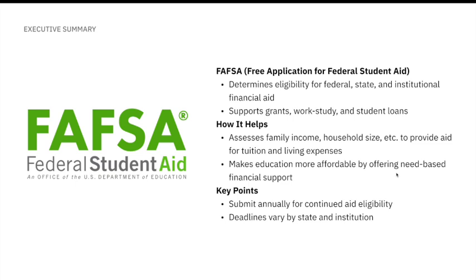There are also different types of grants, work study programs, and loans offered, and it provides need-based support for tuition and living expenses. Some key points are that it's required each year to maintain aid. State and institutional deadlines differ, and it is used for federal, state, and institutional aid.